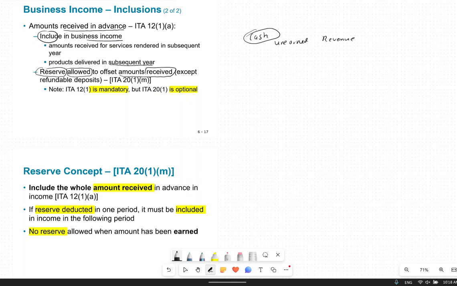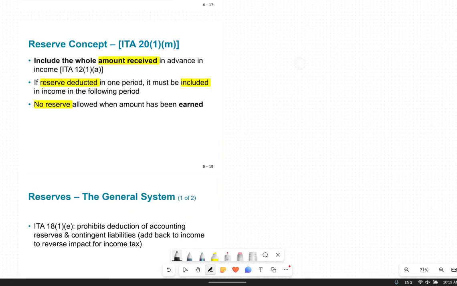Of course, income tax is paid on the cash. So when that happens, we are allowed to claim reserves. It is not mandatory, but it is an option. We are allowed to reserve, so we can reduce our business income. That's what our reserves are.